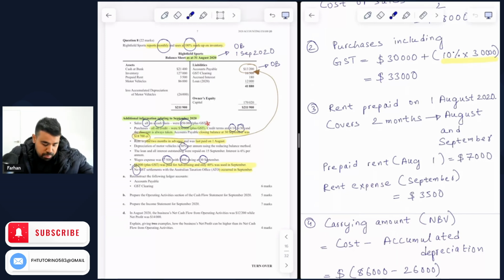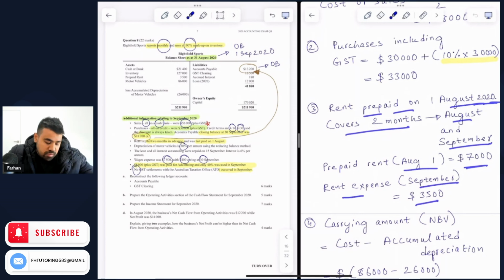We are mainly preparing the financial statements for the month of September 2020. All right. So rent that was prepaid on 1st August 2020 covers 2 months, August and September. So the value of the prepaid rent should be $7,000 on August 1, and the rent expense for September should be $3,500. Now, my question to you is, how did I figure that out?